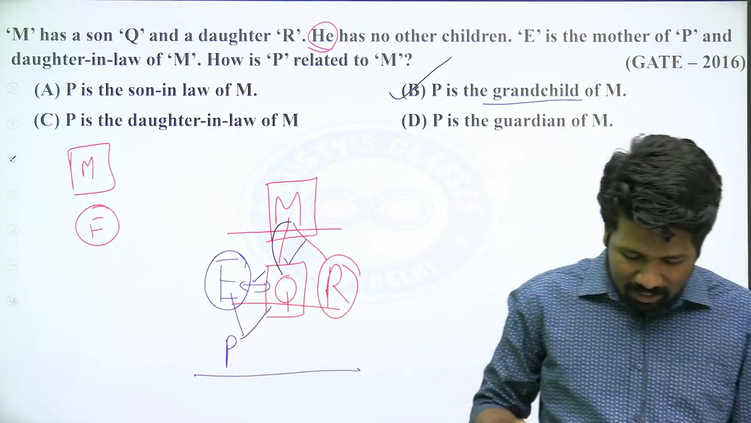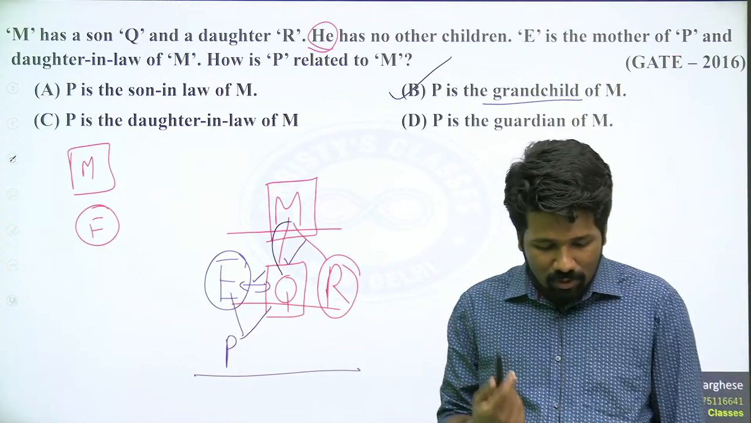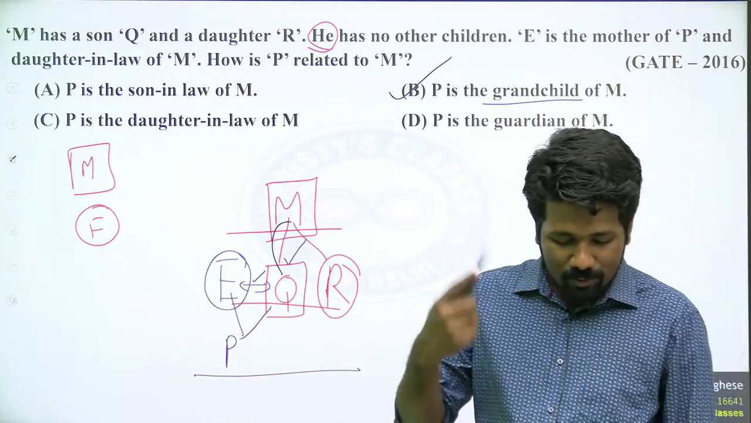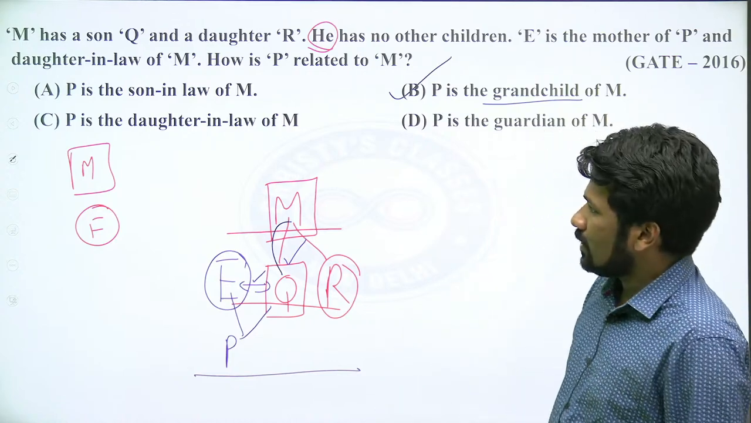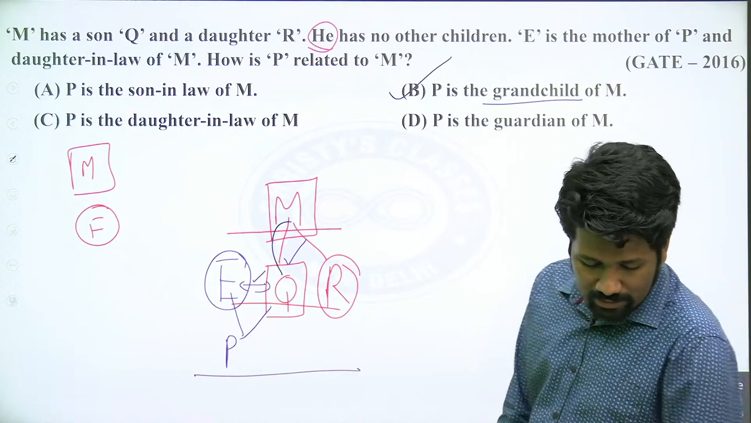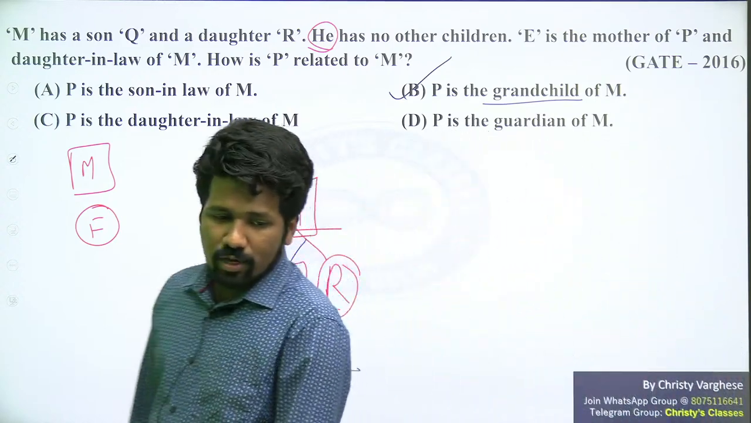Yes, I think life science students are already familiar with this in your subject also, the pedigree analysis you do now. So, is this clear to all of you? This is how a relationship tree can be drawn.